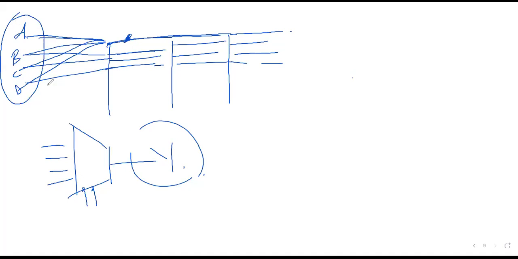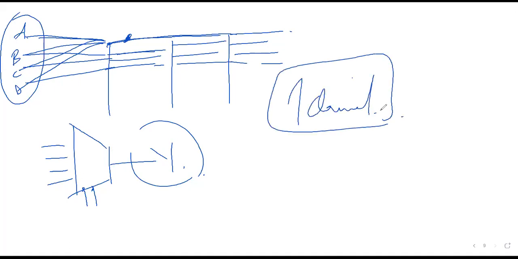In this case, multiple inputs. I only need to use one channel. How do I do that? How do I add those signals so that I can use one channel to transmit them? I can use a multiplexer.